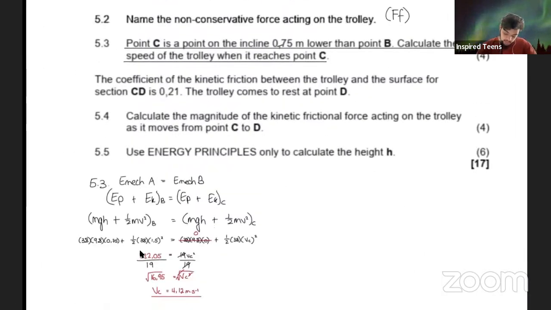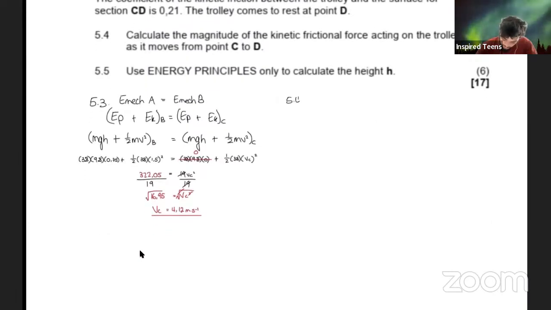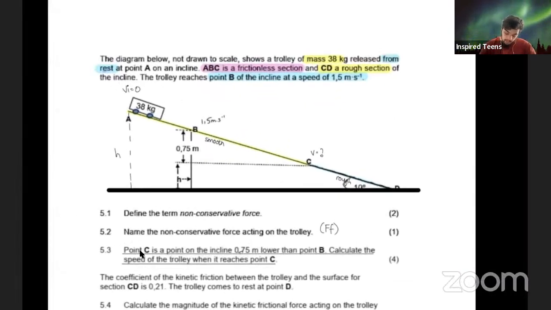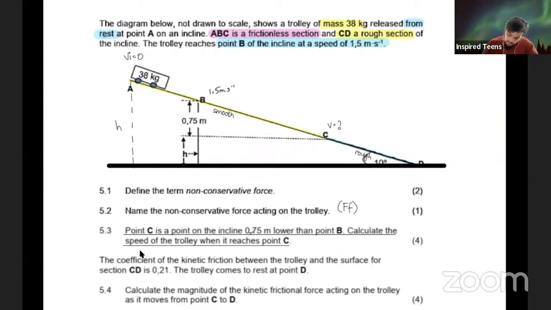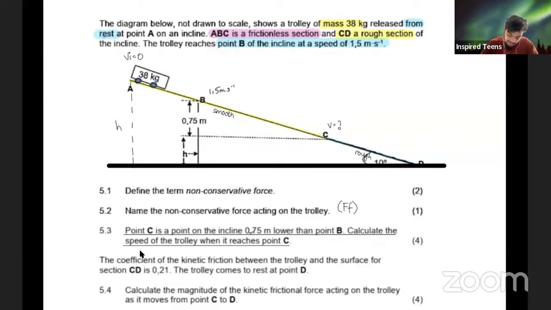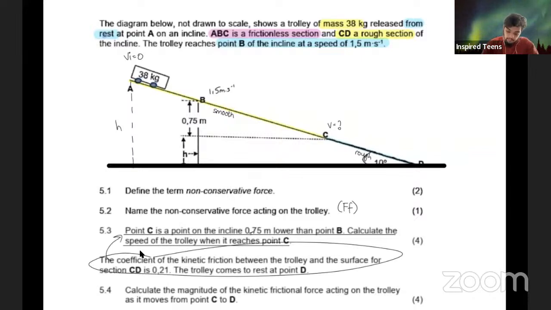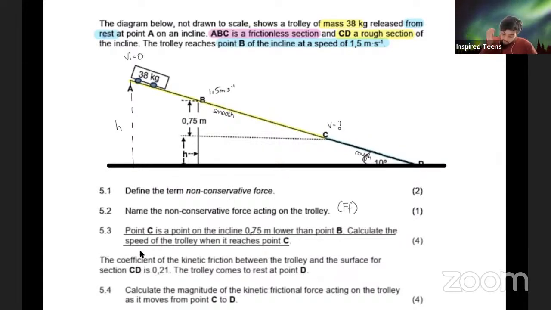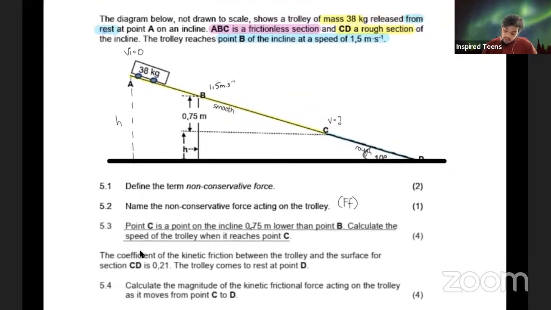Okay, let's look at answer 5.4 now, but there's something to read before we carry on. Just note that whenever you have paragraphs of explanations after questions, it only applies for the next question. Don't think that this applied for 5.3, for example. The coefficient of kinetic friction between the trolley and the surface for section CD is 0.21. The trolley comes to rest at point D. Very important information in this.